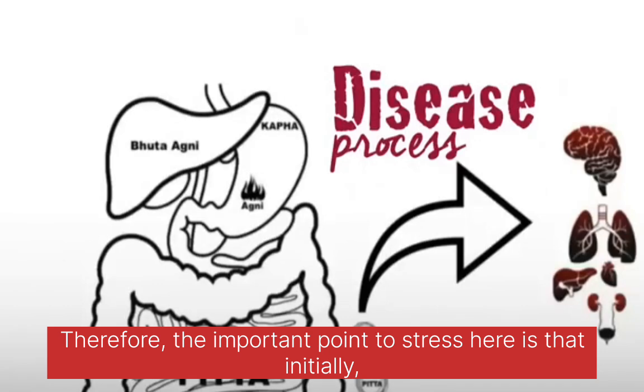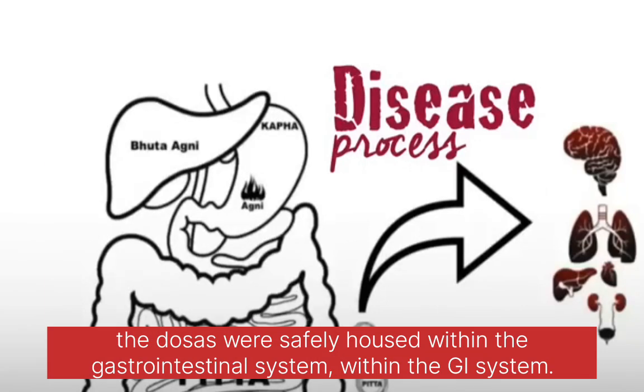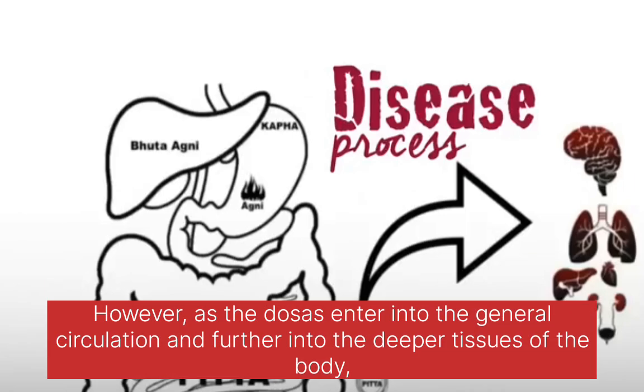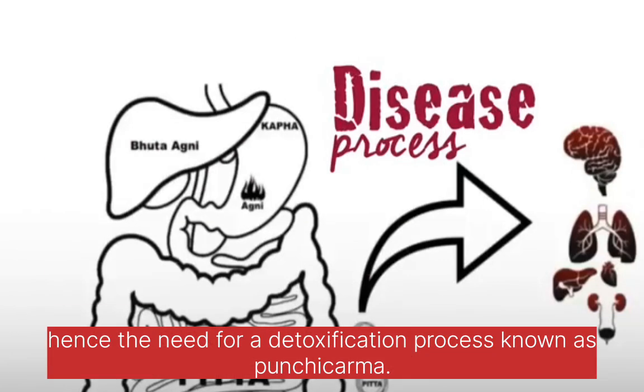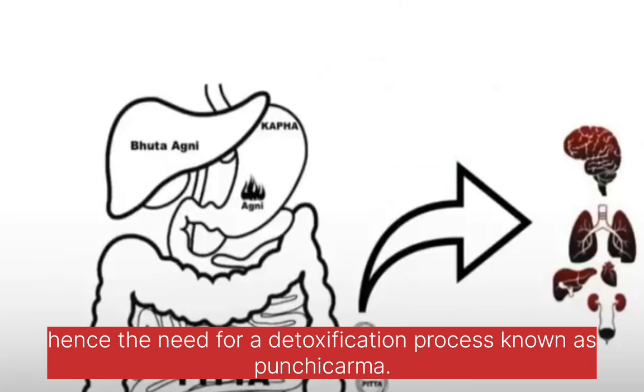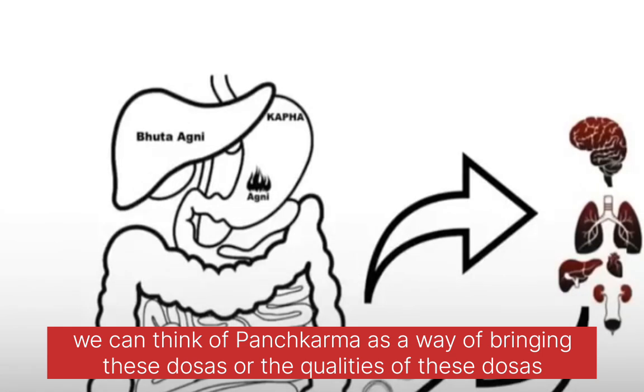Therefore, the important point to stress here is that initially, the doshas were safely housed within the gastrointestinal system, within the GI system. However, as the doshas enter into the general circulation and further into the deeper tissues of the body, effective measures are required to help rid the body of these doshic influences, hence the need for a detoxification process known as Panchakarma.